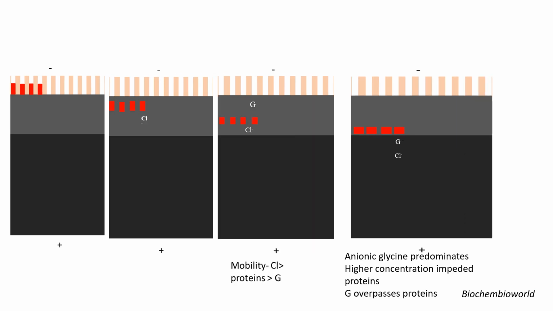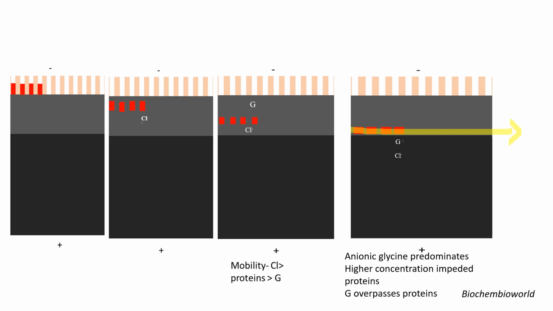When this protein mixture comes to the borderline of my stacking and my resolving gel, the protein sample comes face to face with the high concentration of acrylamide and high pH. Due to this high concentration of acrylamide, the protein samples are impeded. The sieving effects come into play.